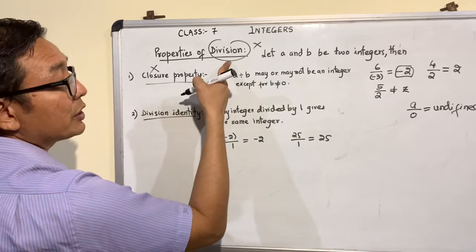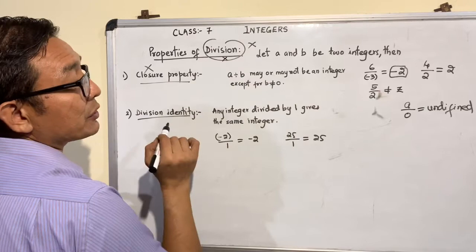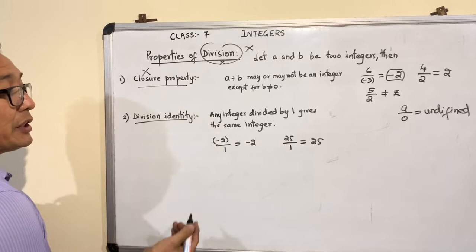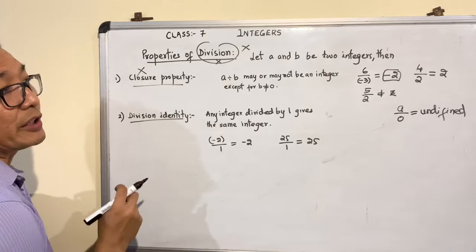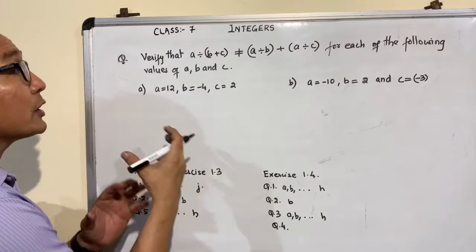Integers are not closed under division. Integers are not associative under division. Integers are not commutative under division.